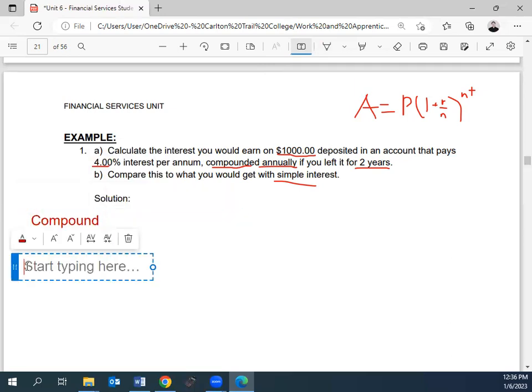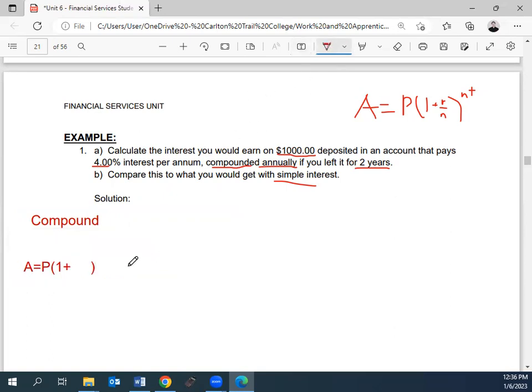So if you remember, that whole thing was the amount is equal to the principal (1 + R divided by N), and then all to the power of N and T. So R over N, and then that's supposed to be N times T. So let's substitute this stuff in.